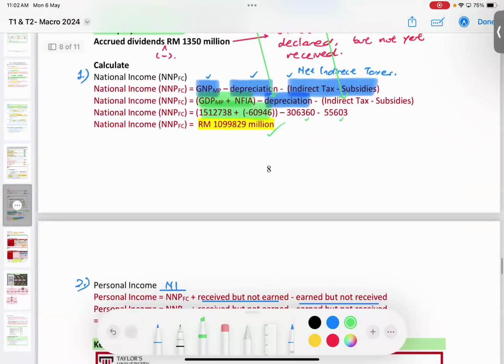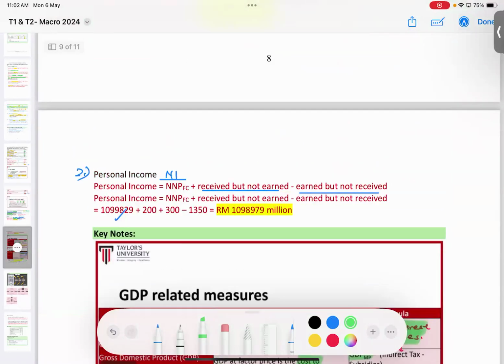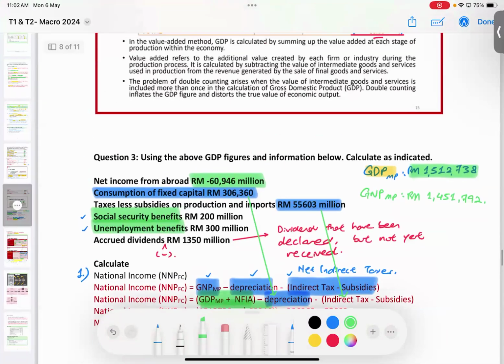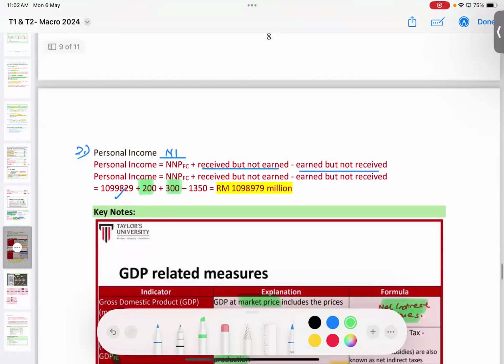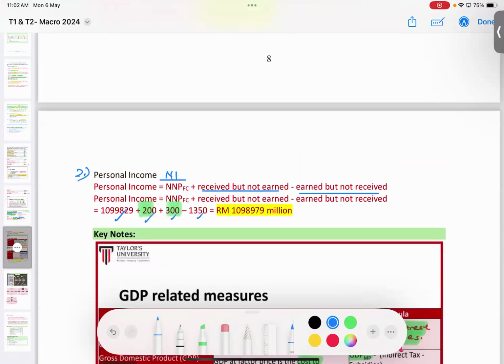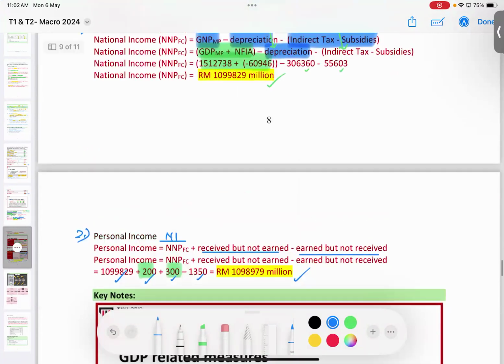So here 200 and 300. And minus this one, accrued dividends. Minus accrued dividends. So you have these four figures. At the end, get this.